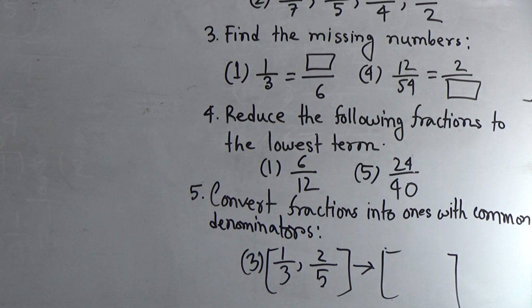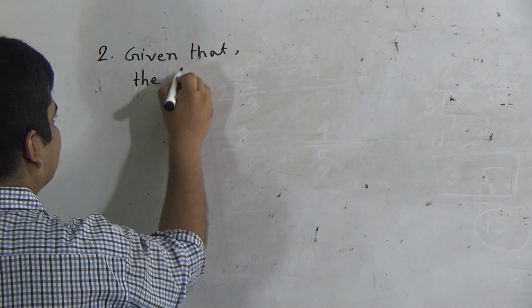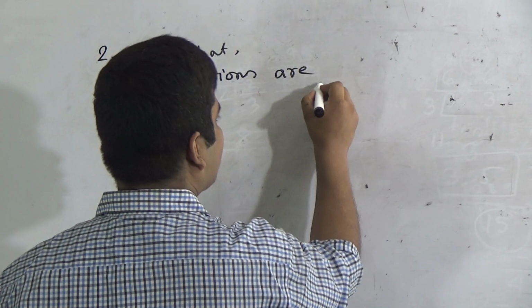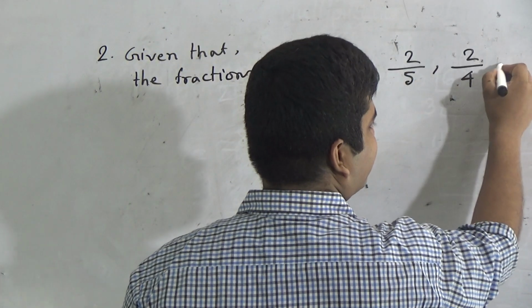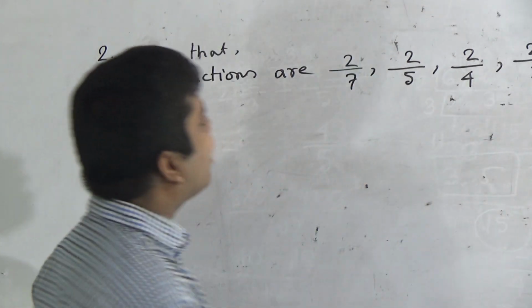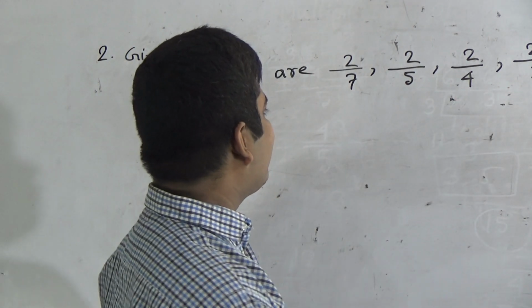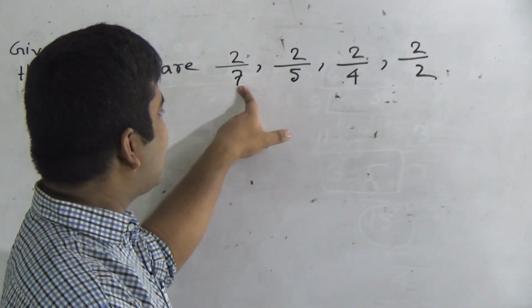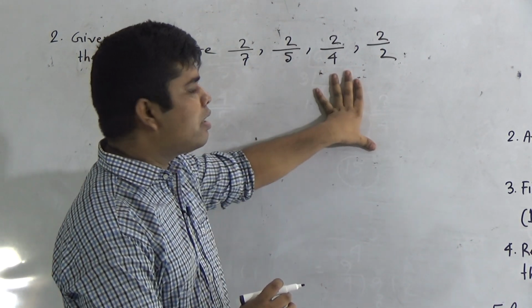Question number 2. Given that the fractions are 2 by 7, 2 by 5, 2 by 4, 2 by 2. Now dear students, notice 7, 5, 4, 2. The denominators of the 4 fractions are different. So first of all we find out the LCM of these denominators. I repeat, at first we find out the LCM of the denominators.